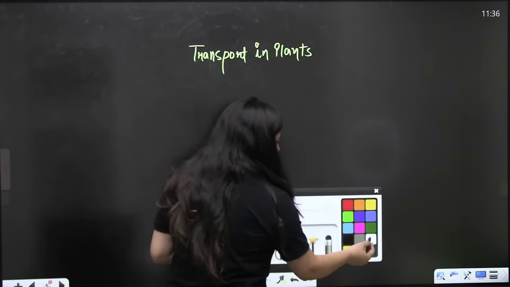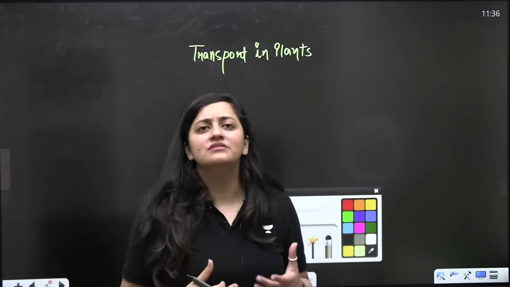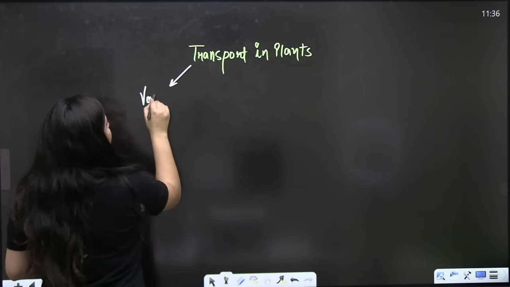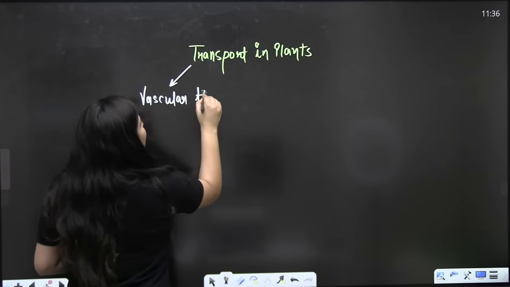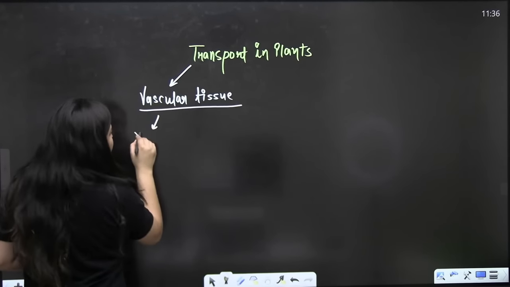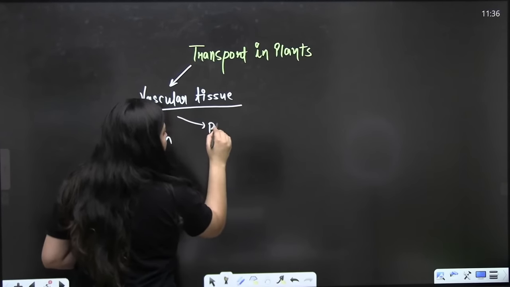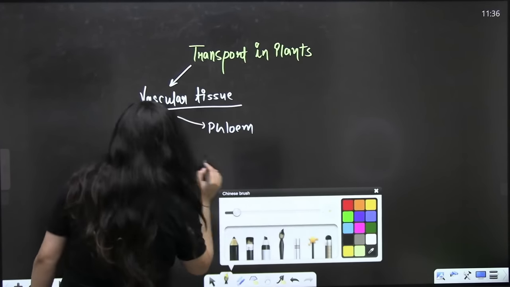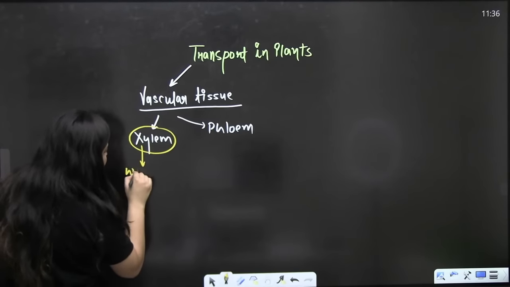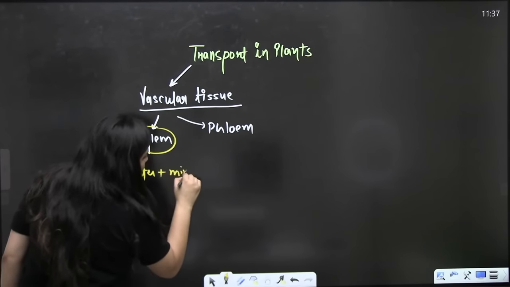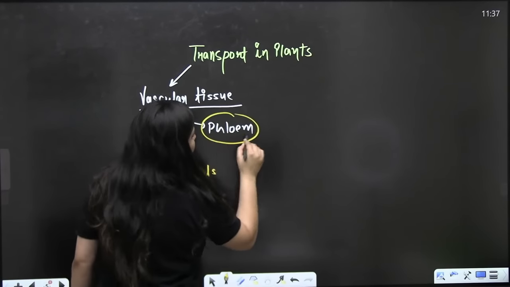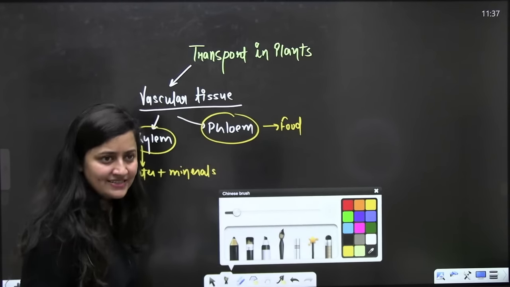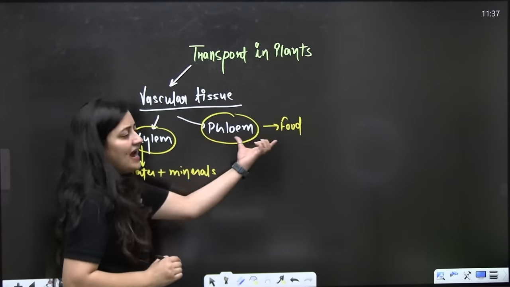Now, you know that in the case of plants, they do not have a proper circulatory system. In their case, they have vascular tissue. That vascular tissue includes xylem and phloem. Xylem is meant for the transport of water plus minerals, and phloem is meant for the transport of food, isn't it?